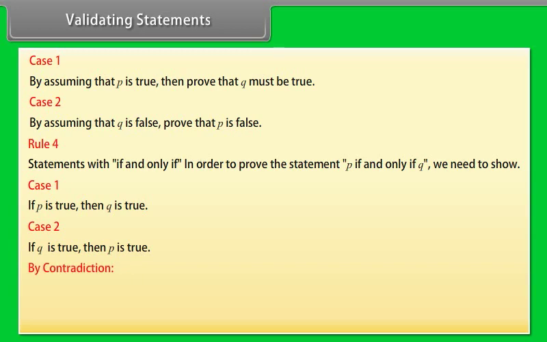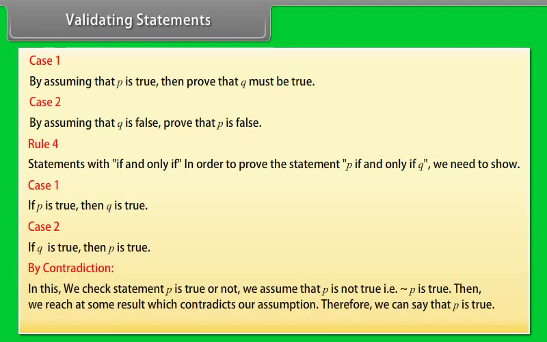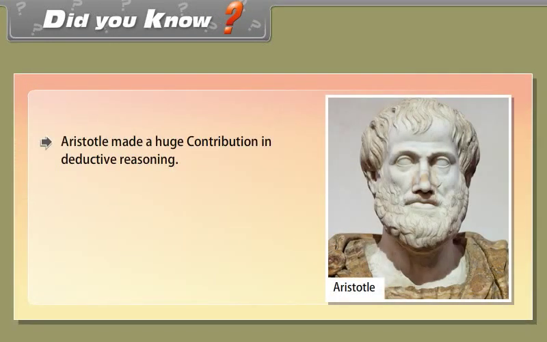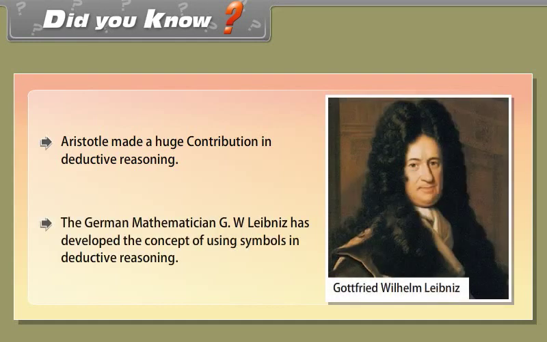By contradiction. In this, we check whether statement P is true or not. We assume that P is not true, that is, the negation of P is true. Then we reach some result which contradicts our assumption. Therefore, we can say that P is true. Did you know? Aristotle made a huge contribution in deductive reasoning. A German mathematician, G.W. Leibniz, developed the concept of using symbols in deductive reasoning.